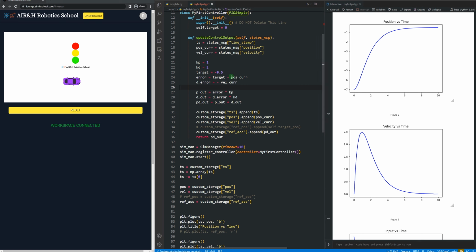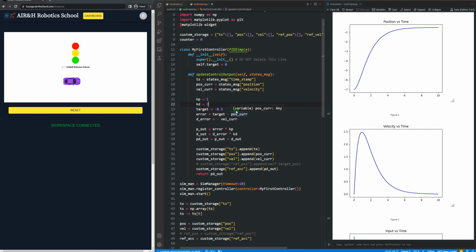So by adjusting this target now, you can control the car. If you're curious, I recommend that you play with this target value and KP and KD on your side, because this lab is prepared for this purpose.